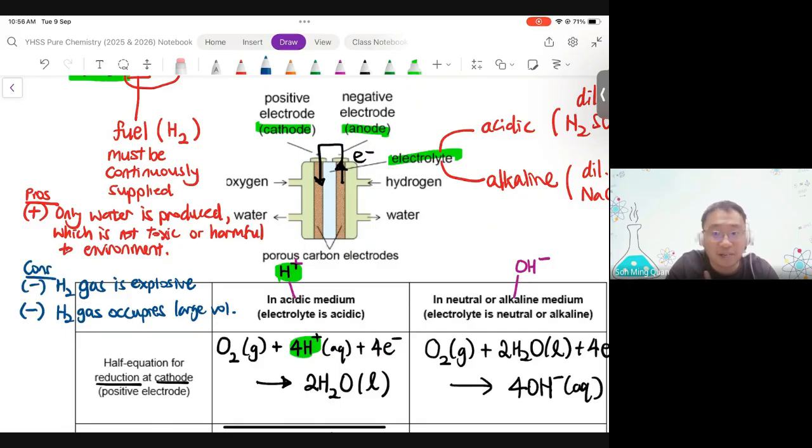Oh my god, compressing a gas means increasing pressure. Imagine hydrogen gas at high pressure. You just said it's explosive. Isn't that dangerous?